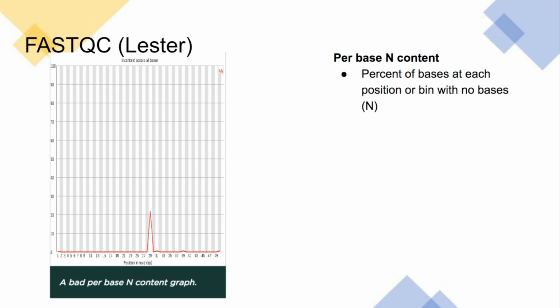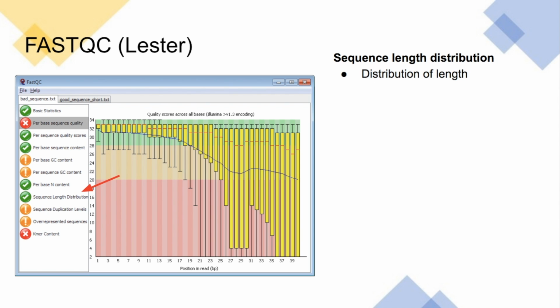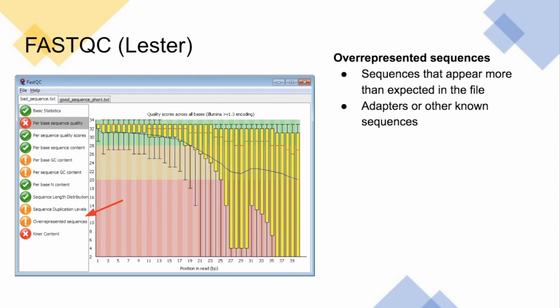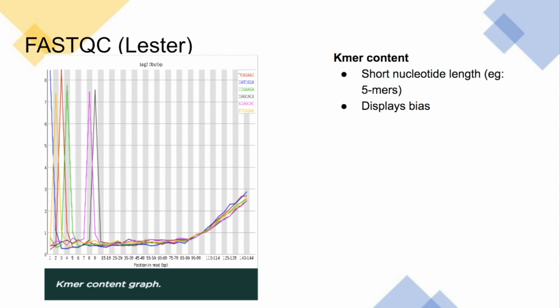curve. It also shows per base N content, sequence length distribution, sequence duplication levels, which indicates how many reads are represented more than once, overrepresented sequences, which lists sequences that appear more than expected, and it also indicates adapters or other known sequences. And lastly, k-mer content, which is another way of looking at overrepresented sequences, but not for full sequences. Rather, it is for short nucleotide lengths.